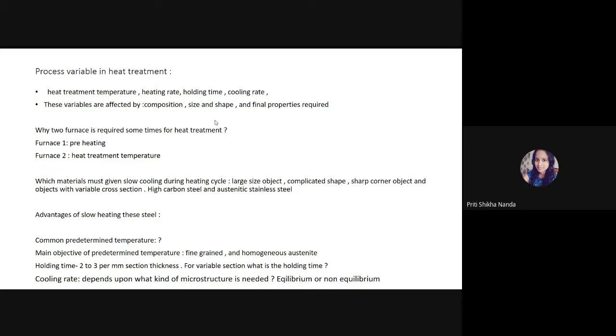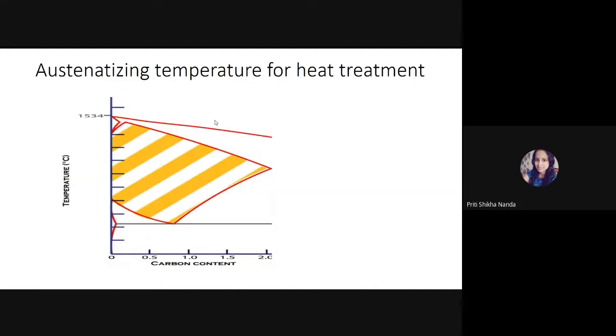Why? Because for complete conversion, complete conversion of what? Austenite. Yes, you have to completely austenitize the sample. If you give a shorter holding time, what will happen? The surface will get austenitized. But what about the inside part, the core part? What will be the core part?